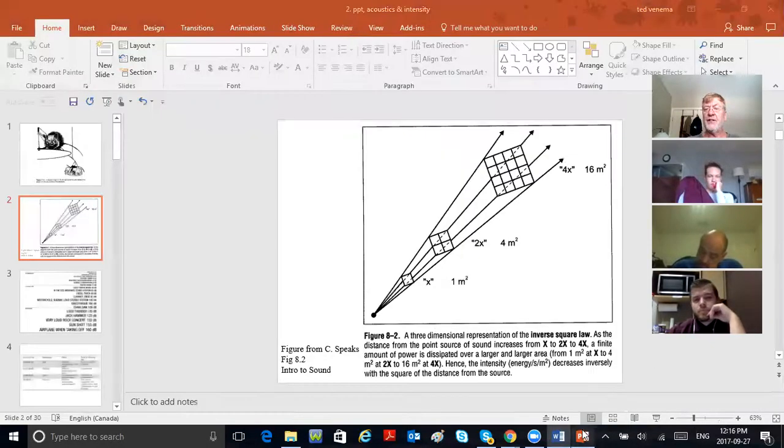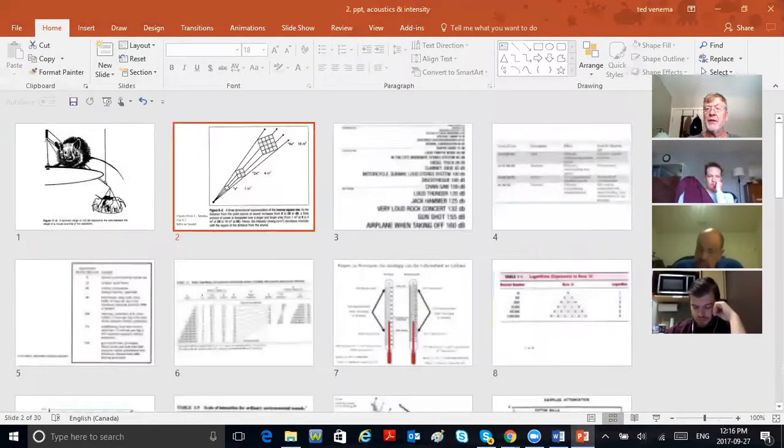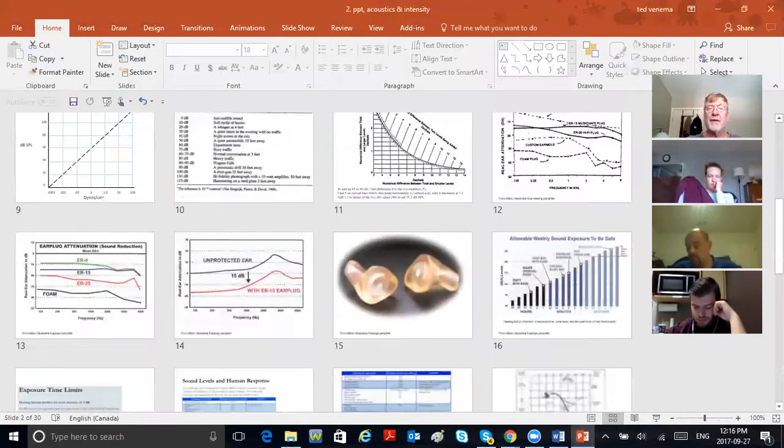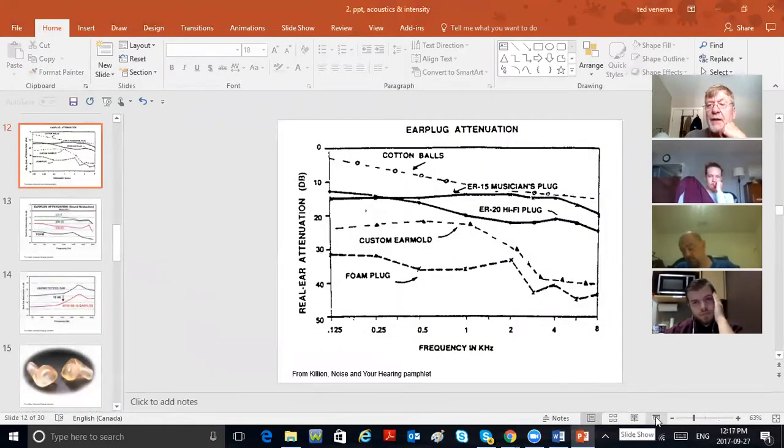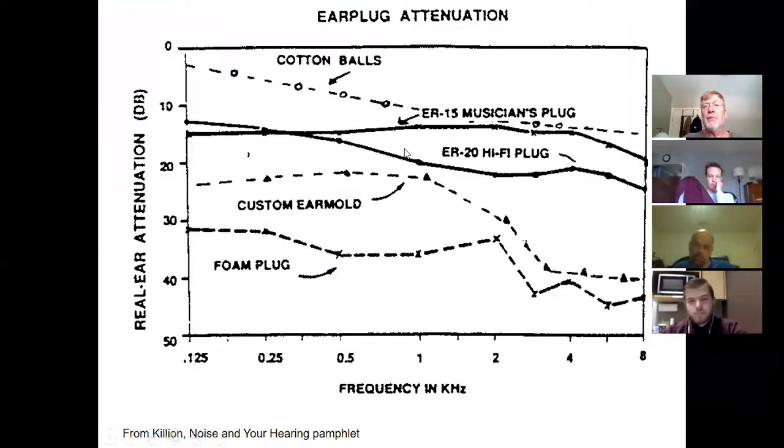So we're winding down here, just about done. Now you have things called, I'm going to show you this picture here. This is a good word to remember. I wish this black thing here would disappear. Good. Go away. Okay. Earplug attenuation.